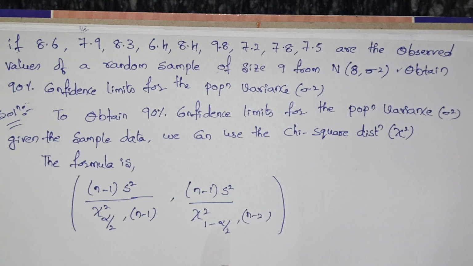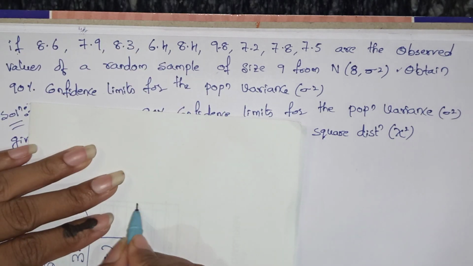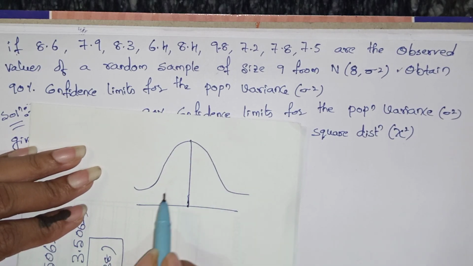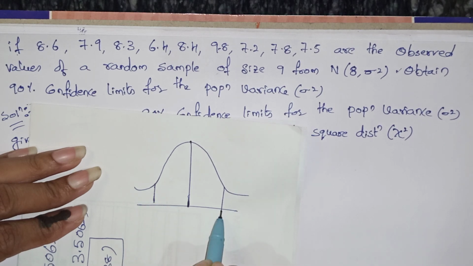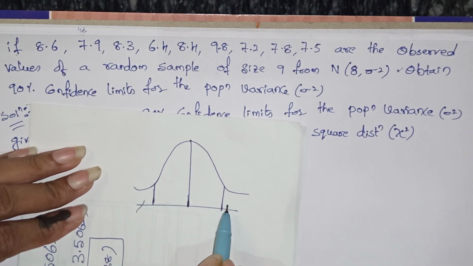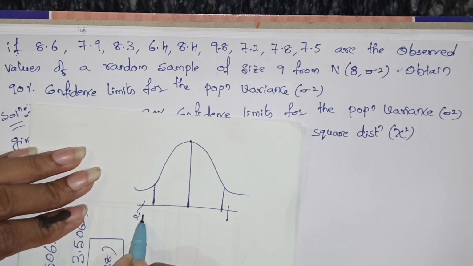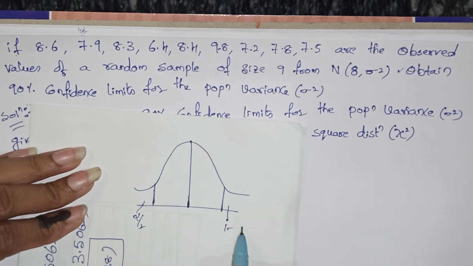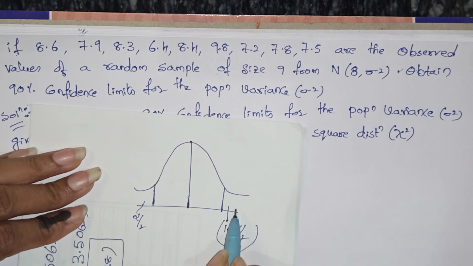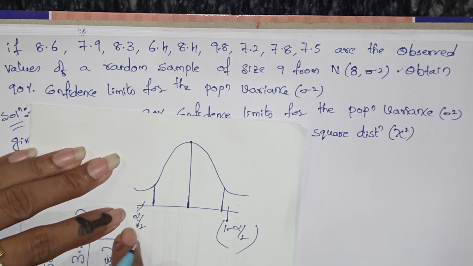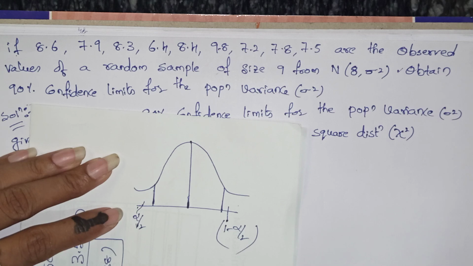We all know that for the normal distribution the mean will be exactly at the center, and this is the left tail and this is the right tail. These are also called the lower tail and upper tail. Here it is alpha by 2, and here it is 1 minus alpha by 2. For the normal distribution, the left and right tails will be like this: one is alpha by 2 and the other is 1 minus alpha by 2.